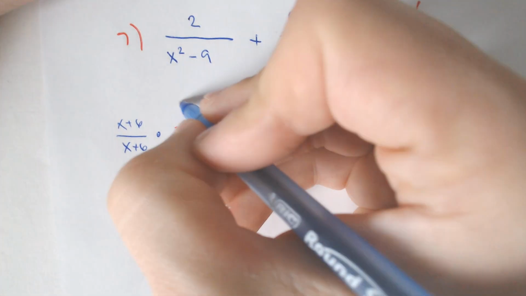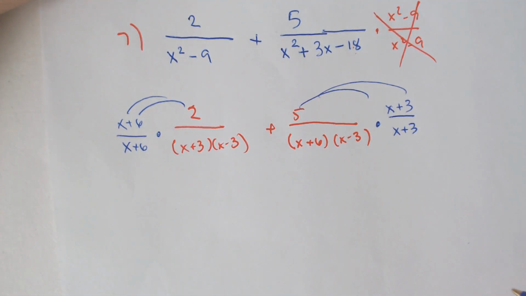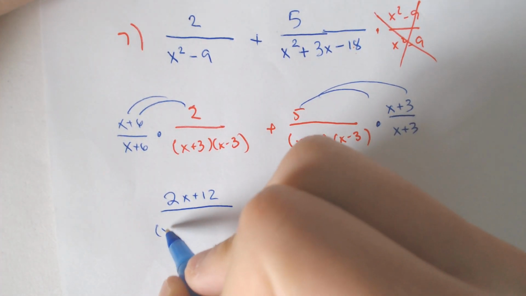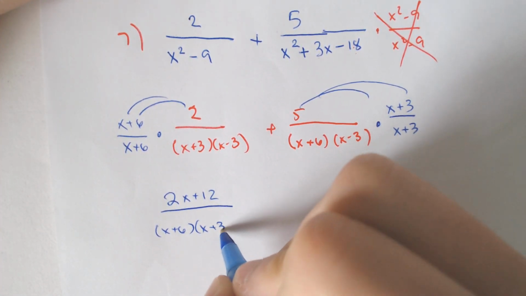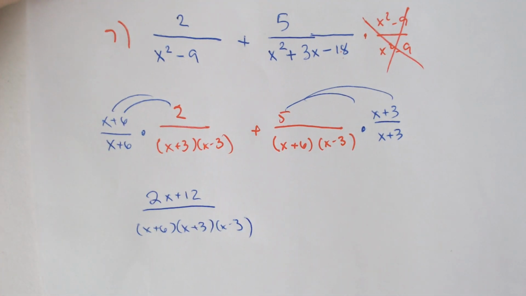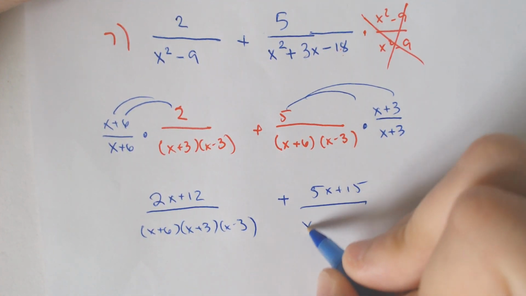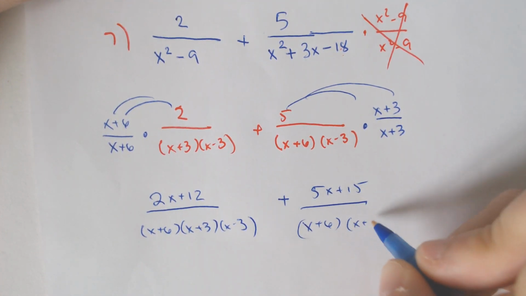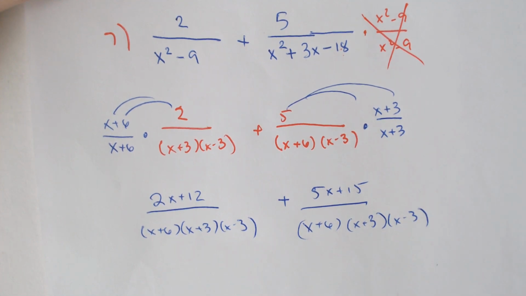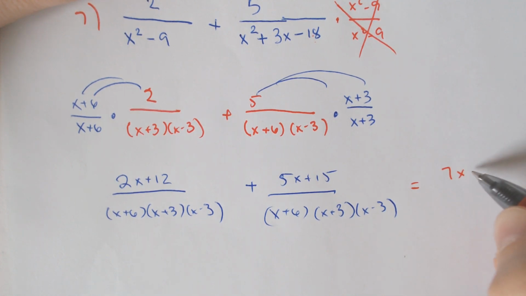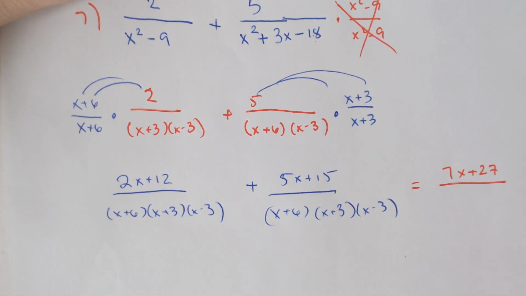So we would only have a little thing to multiply by. We end up with 2x plus 12 over x plus 6, x plus 3, and x minus 3. And we have to add that with 5x plus 15 over x plus 6, x plus 3, and x minus 3. The bottom of the fraction is the same, so we are going to add the top of the fraction together. We get 7x plus 27 over x plus 6, x plus 3, x minus 3.